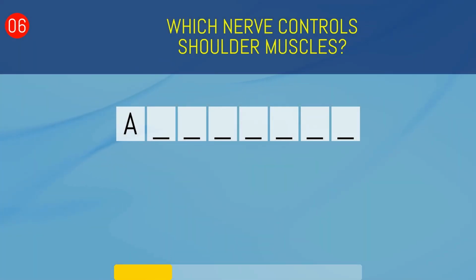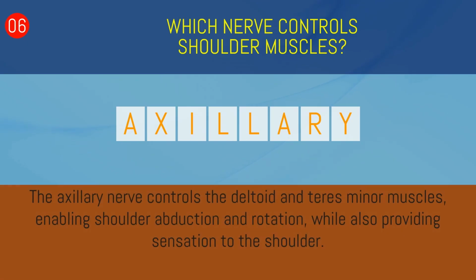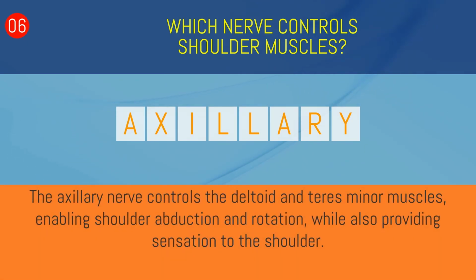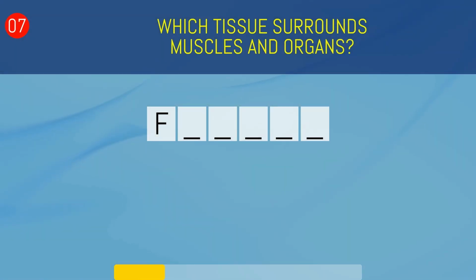Which nerve controls shoulder muscles? Axillary. The axillary nerve controls the deltoid and teres minor muscles, enabling shoulder abduction and rotation, while also providing sensation to the shoulder. Which tissue surrounds muscles and organs?